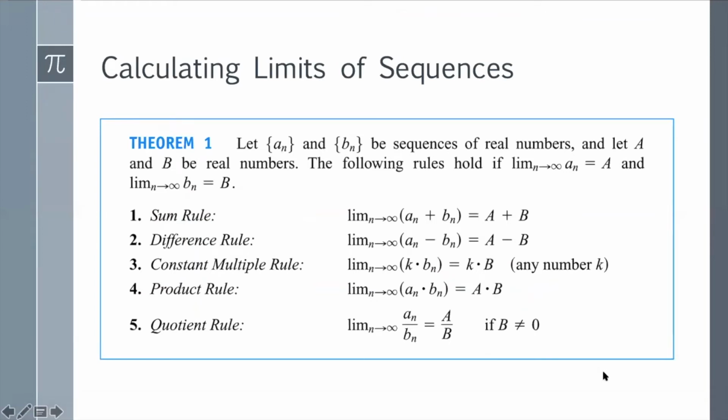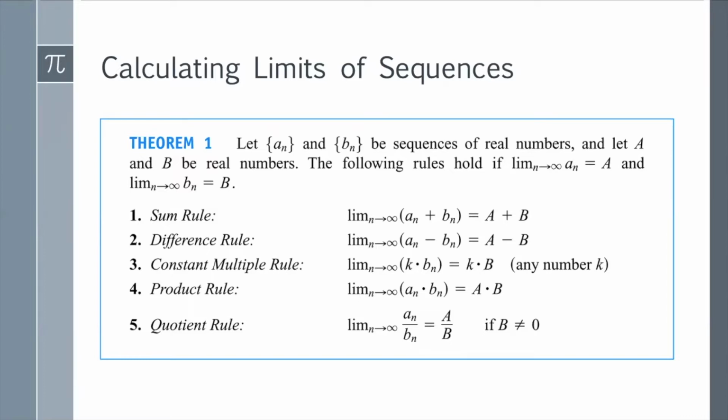Calculating limits of sequences. So we have several tricks, properties for calculating limits of sequences. This is called theorem 1. Let a sub n and b sub n be sequences of real numbers, and let a and b be real numbers. The following rules hold if the limit as n approaches infinity of a sub n is equal to a, and the limit as n approaches infinity of b sub n is equal to b.